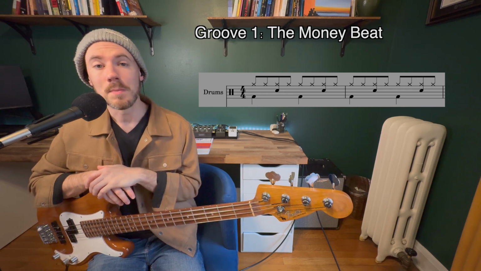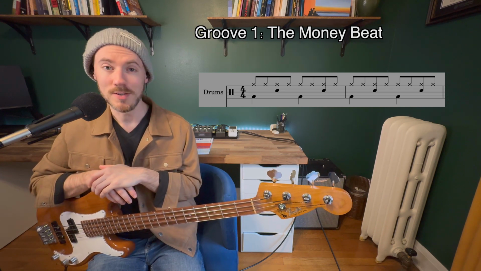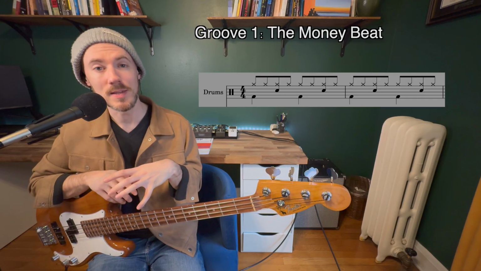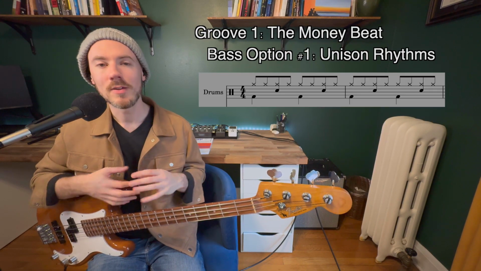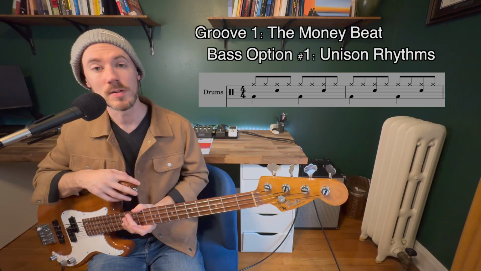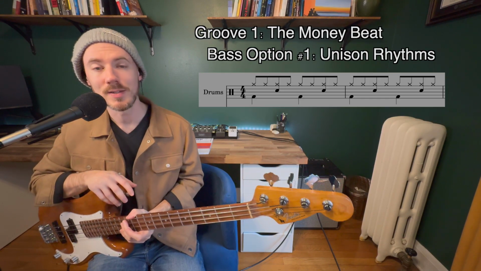So if a drummer plays a money beat, which they're going to do in a whole lot of different situations, what are we supposed to do as bassists? Let me talk you through 3 common approaches to playing bass over a money beat. We'll hear a couple examples of each.